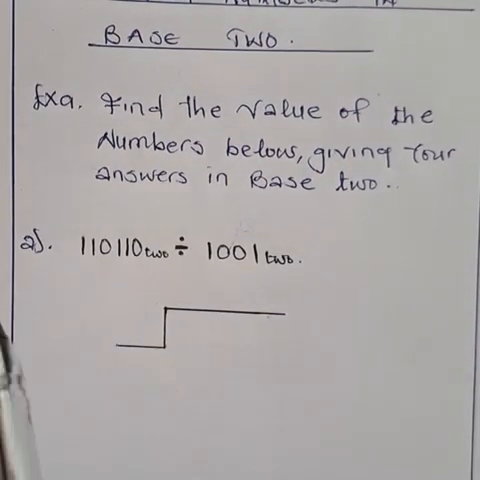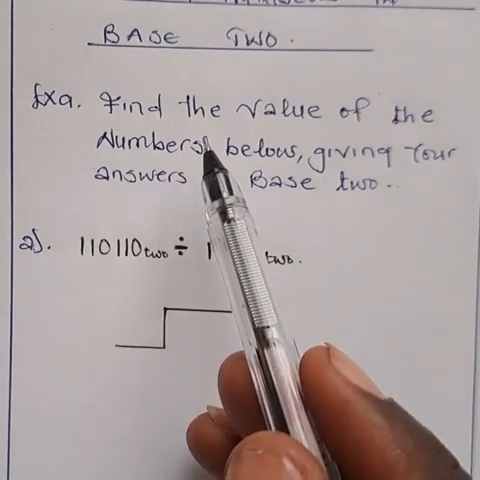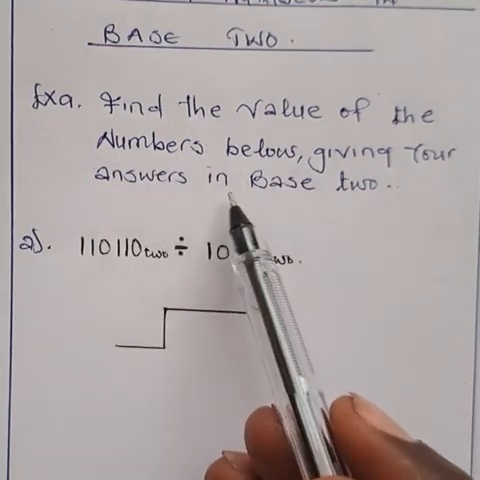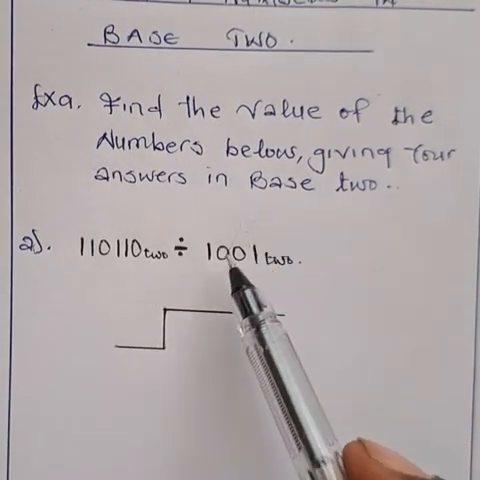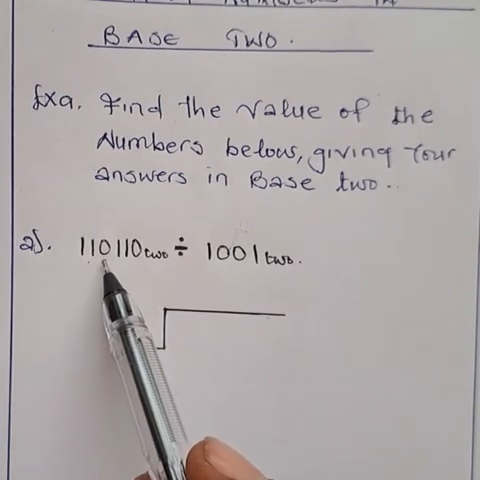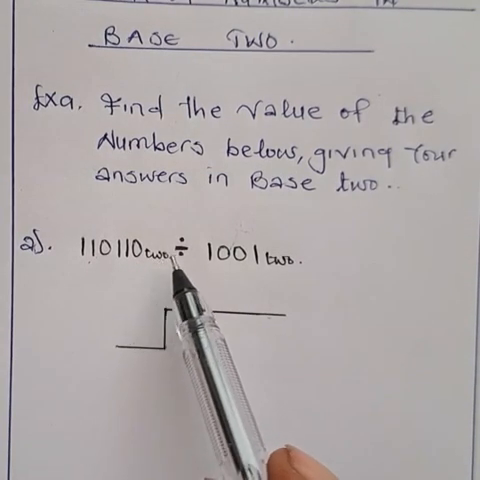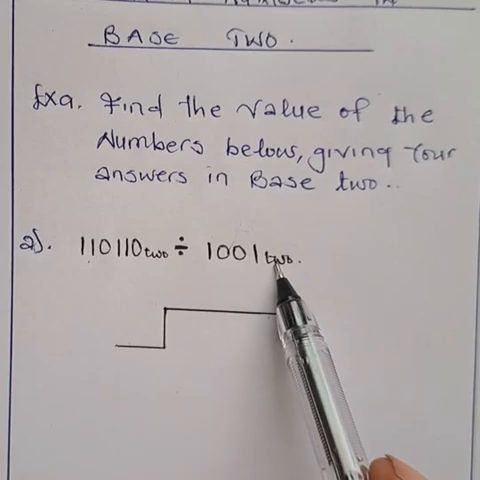So the main question I'm going to focus on is this one. Find the value of the numbers below, giving your answers in base 2. So we have the first question, which is 110110 base 2 divided by 1001 in base 2.